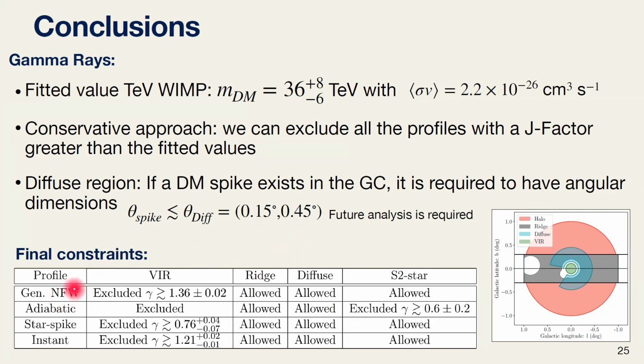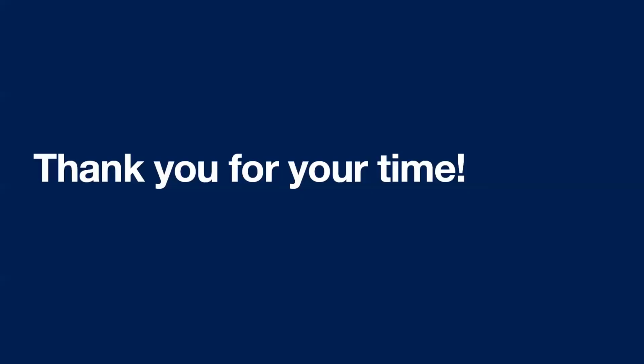So we have, with the generalized Navarro-Frenk-White, excluded at around gamma 0.36, more or less. The adiabatic is completely excluded. The stars spike is 0.8, more or less, and the instantaneous is around 1.2. And using the S2 star, we can see that only the adiabatic can be excluded, at around 0.6; greater than 0.6 would be the excluded value for gamma. And that would be all.